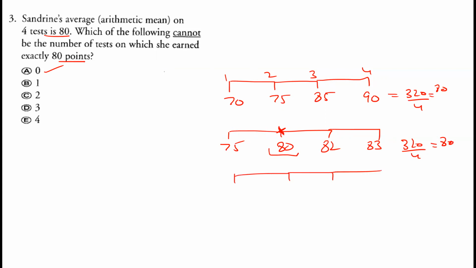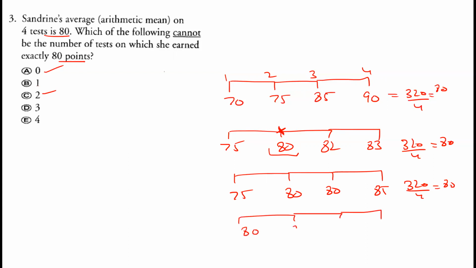There can also be a scenario that we score 80 in 2 exams and, let's suppose, 75 and 85. This will also add up to 320 divided by 4, which is 80. So this scenario can also exist. Now, obviously, if all four exams are 80, 80, 80, and 80, again the average would be 80. So this scenario can also exist.